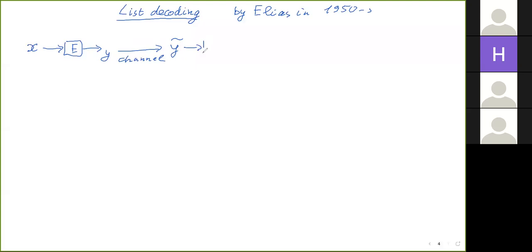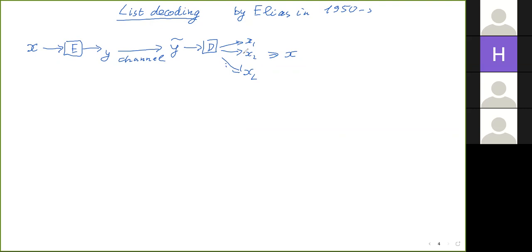Then the decoding algorithm outputs X, and among other candidates for X, so it outputs a list of X's, X1, X2, and so on, call it X capital L, which should include the original X. But we do not know which of the X's is our X that was transmitted. And this is called list decoding.